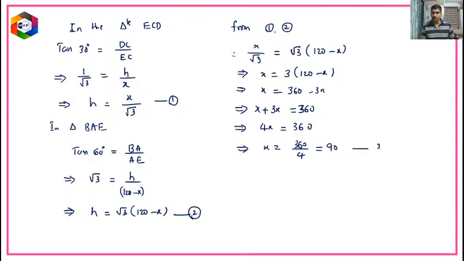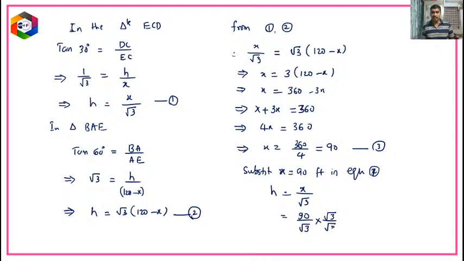Now substitute this x in one of the equations. So substitute x is equal to 90 feet in equation 2. Sorry, equation 1, let us write it down. What is equation 1? h is equal to x by root 3. x is 90, so 90 by root 3. Multiplying root 3 by root 3, this is equal to 90 root 3 by root 3 into root 3, which is 3. So 3 thirties are 90, and finally we got 30 root 3 feet. This is also in feet only.